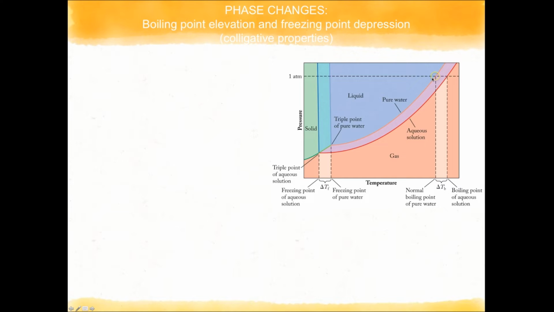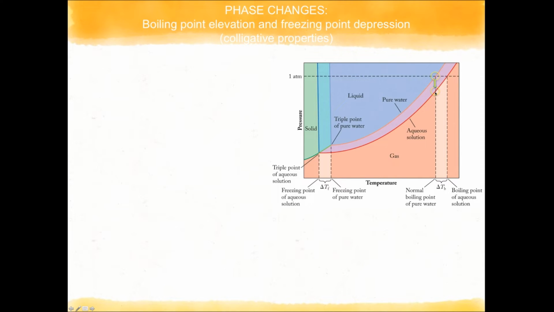Now, we just talked about what effect adding non-volatile solutes has on the vapor pressure of a solution. So if I add salt to my water, I now have an aqueous solution. So that's going to be this red curve now. What happens when we add the salt is that the vapor pressure drops, and we're now sitting here.